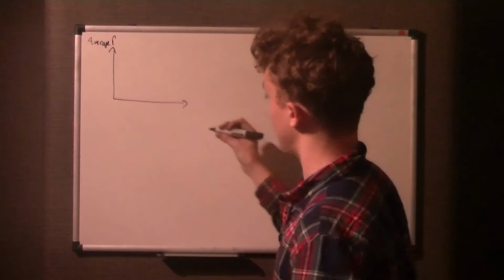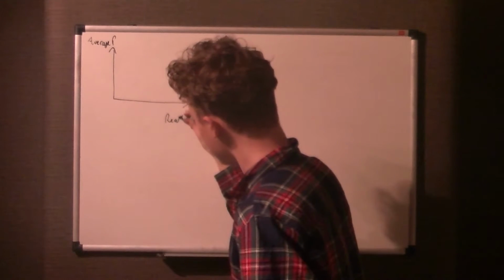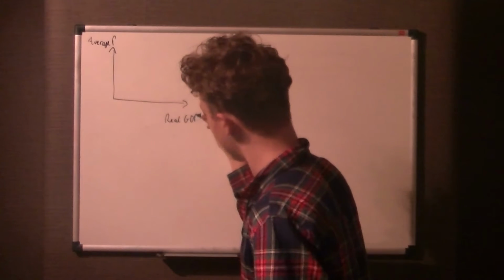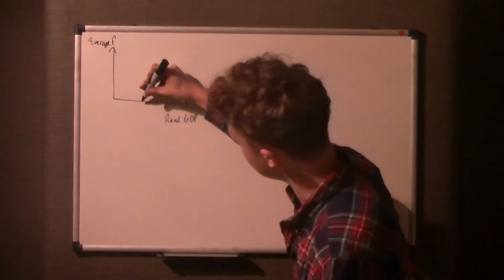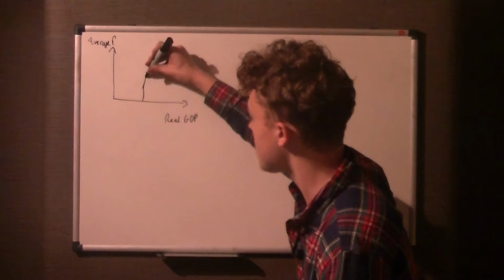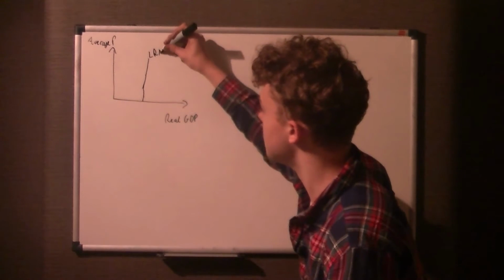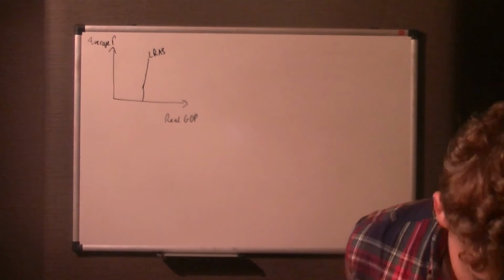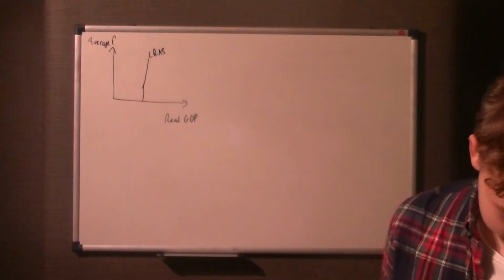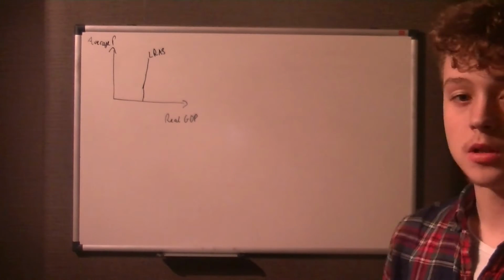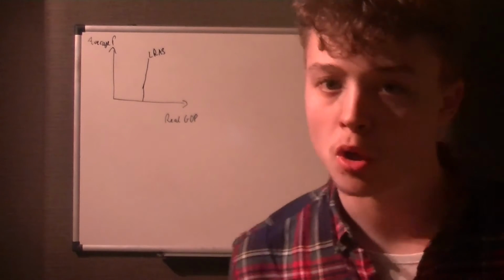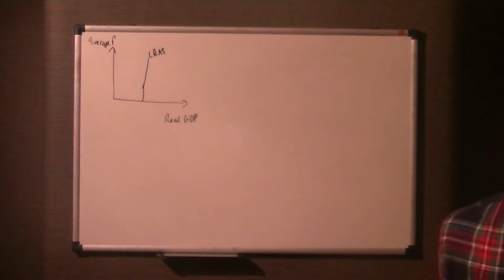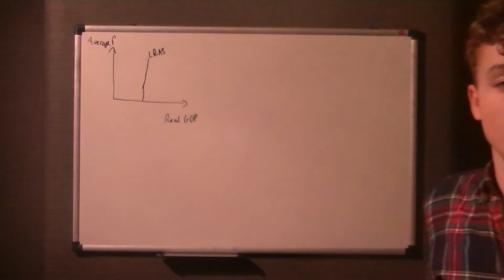So average price and real GDP, and the line just goes straight up, and that is LRAS, the long run aggregate supply curve. Now there are movements in this, which I'll do later on, but I'll leave that diagram up there so you can see the difference between the two. Now the other one is the Keynesian long run aggregate supply curve.